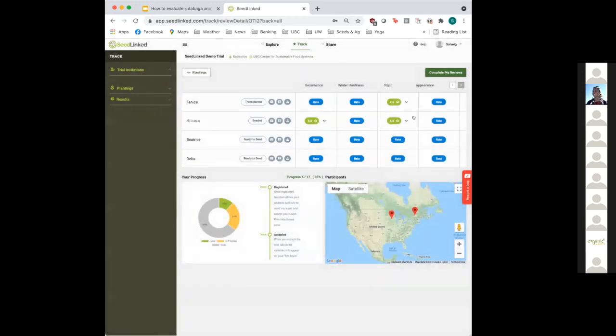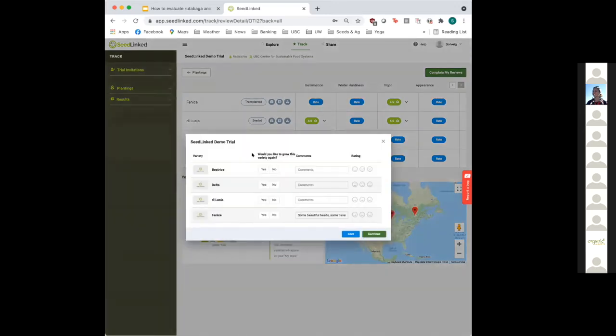When you're done with all those ratings, you can go to complete your review, and you get some overall questions on each of the varieties. Would you grow this again? Yes or no? Any comments? And then I guess your overall feeling about that variety. So it's not just yes or no, it's yes, no, or neutral.